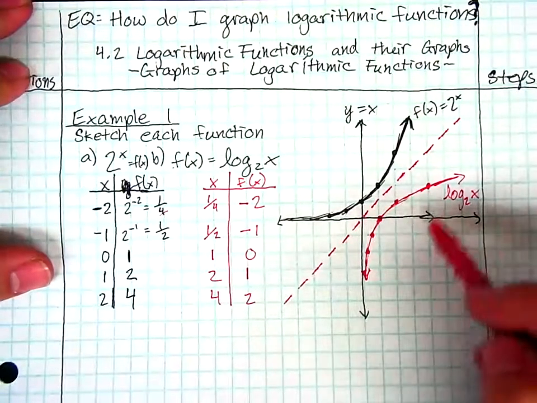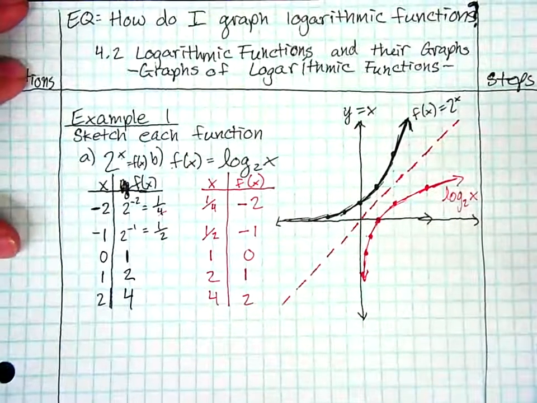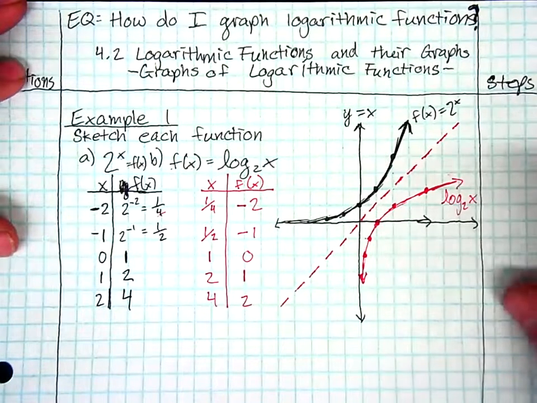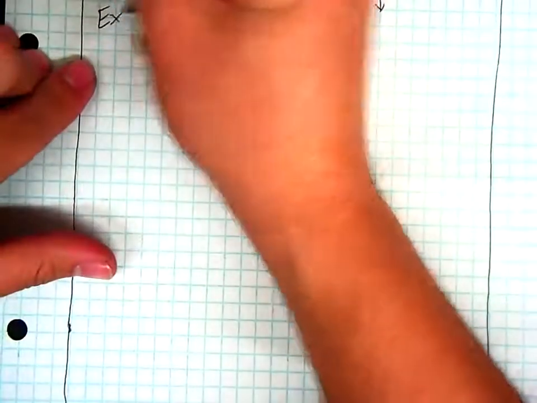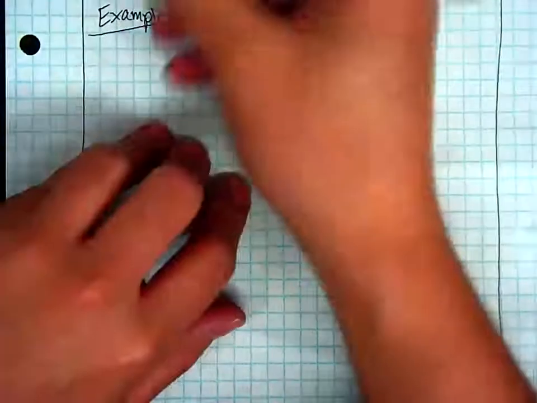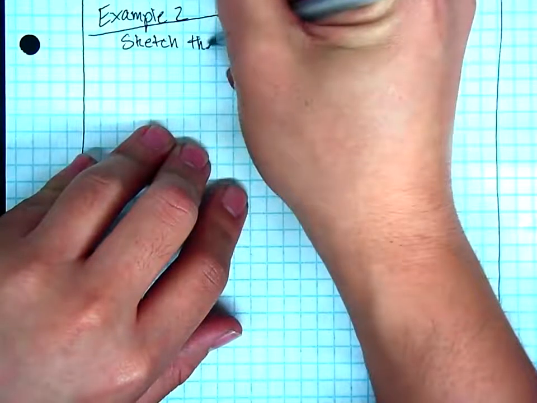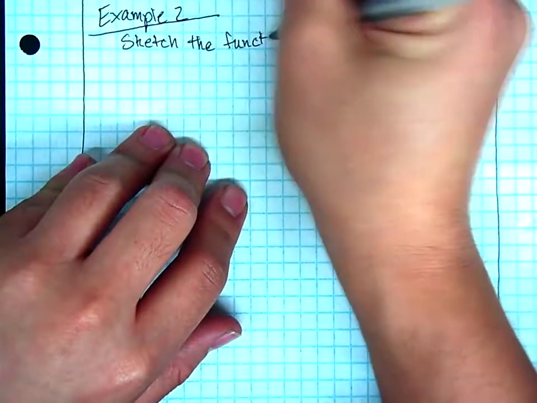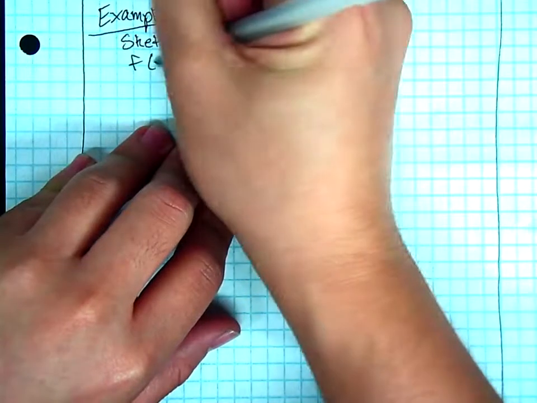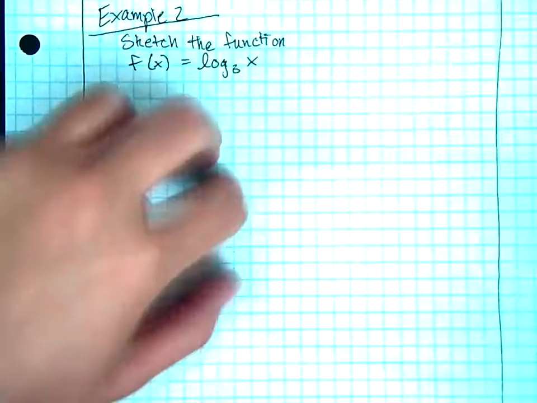You could graph the exponential and then just graph the inverse of it in order to graph the logarithmic. I'm going to show you a couple other ways though that kind of require less work. That way you don't have to graph 2 different graphs. So let's go ahead and jump to example 2. Again, there's going to be a lot to set up, so pause the video as needed. We're going to sketch the function f of x equals log base 3 of x.